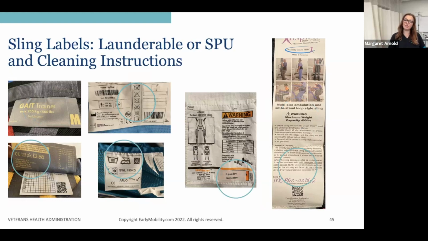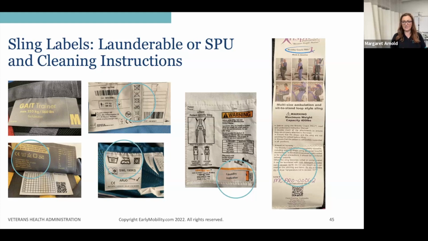The sling label should also include whether it's launderable or single patient use, and the cleaning instructions. You will see on these various different examples of sling labels that it's clearly got the laundering instructions, whether you can put it in the dryer. Some of them will have a temperature limit. So you'll see here 80 degrees is the maximum that sling should be laundered at.